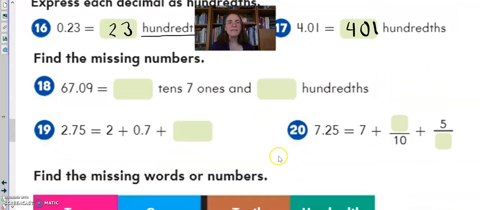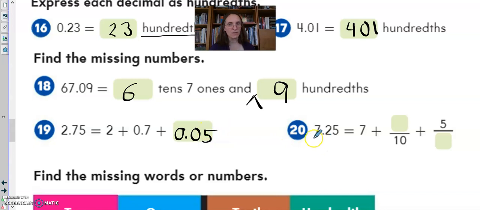Ooh, missing numbers here, breaking all these different big numbers into pieces and parts. 67 and 9 hundredths, and this is that word form, is 6 tenths, 7 ones, and 9 hundredths. Now, if you wanted to put 0 tenths in there, you can, but you don't have to. 2 and 75 hundredths would be the same as 2 whole ones, 7 tenths, and I've got to get the hundredths over there. I'll use my hero 0 to shove that 5 over into the hundredths place.